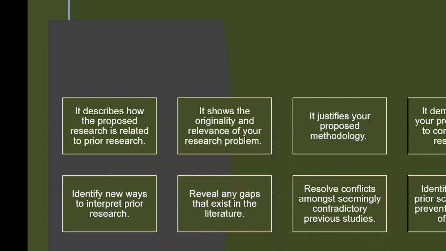That area shows the originality and relevance of your research problem. You are going to study something and you want to prove to the society that your work is valuable, then only the society will be interested, society will support you, society will give you the fund. All this depends on how thoroughly you are doing your review of previous literature. It justifies your proposed methodology. Methodology means how you are conducting a research.